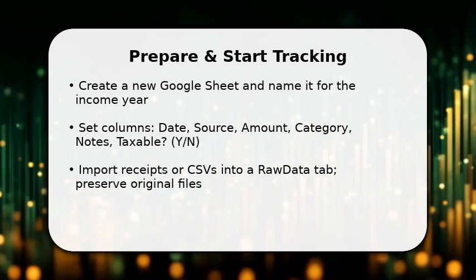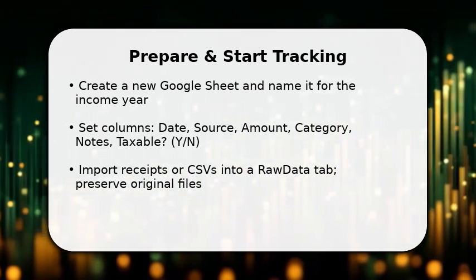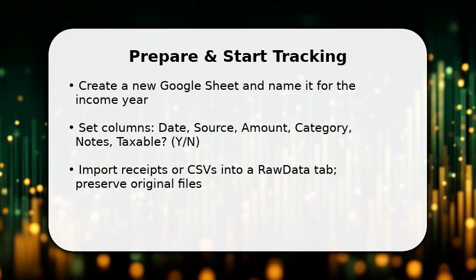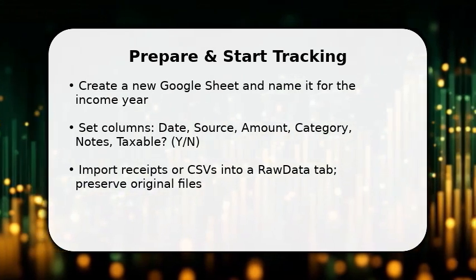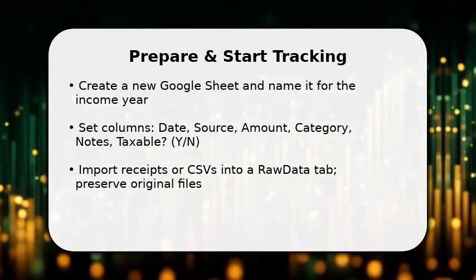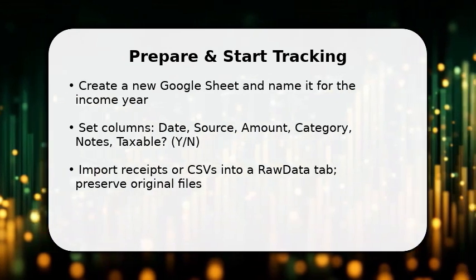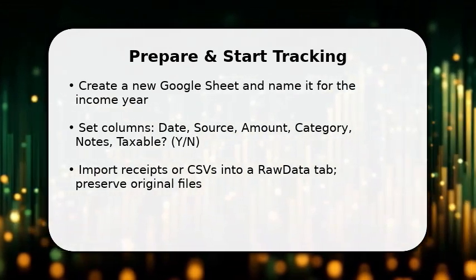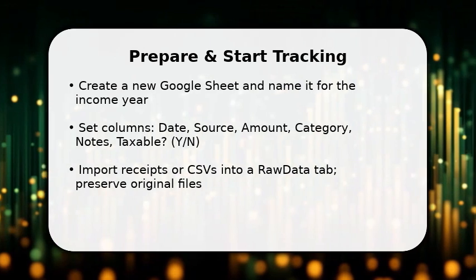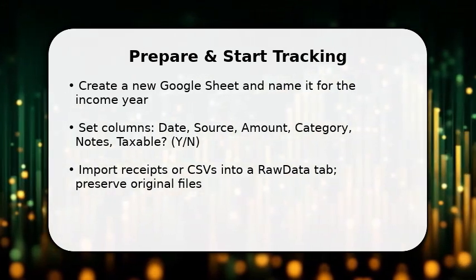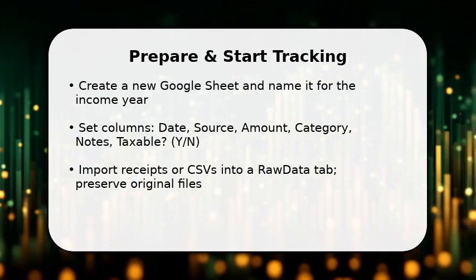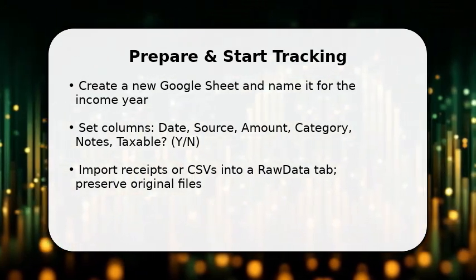You begin by building a single source of truth, a sheet named for the income year. Create columns for date, source, amount, category, notes, and taxable, so every entry is consistent. Once done, import bank CSVs and digital receipts into a raw data tab to avoid data loss and allow auditing. You do this now so formulas stay simple later.